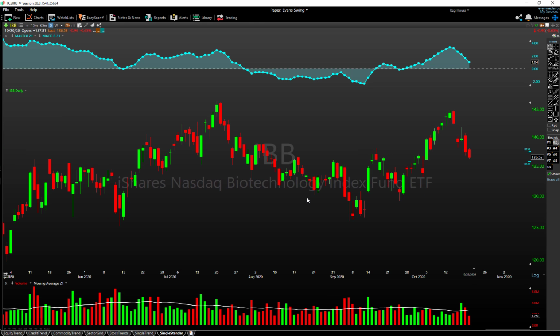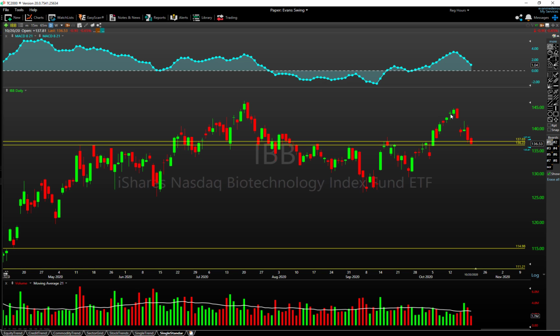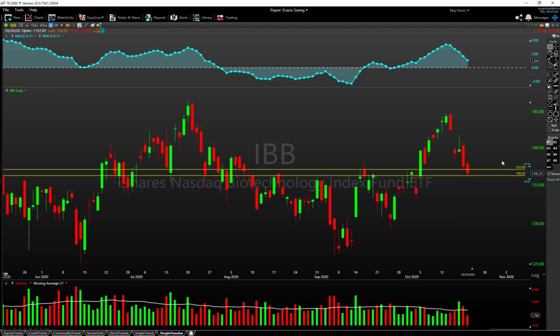IBB. So this has been one of the weakest this week. Now this was one of the strongest over the past several weeks, but you can see it kind of ran right up, let's go to this view here, and almost retested the prior highs. It fell a little bit short, and then it had this gap down, and it's starting to fall back down into this 136 zone.